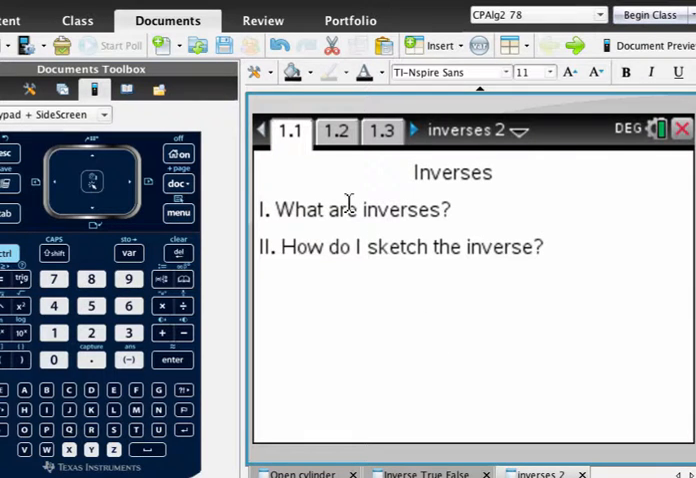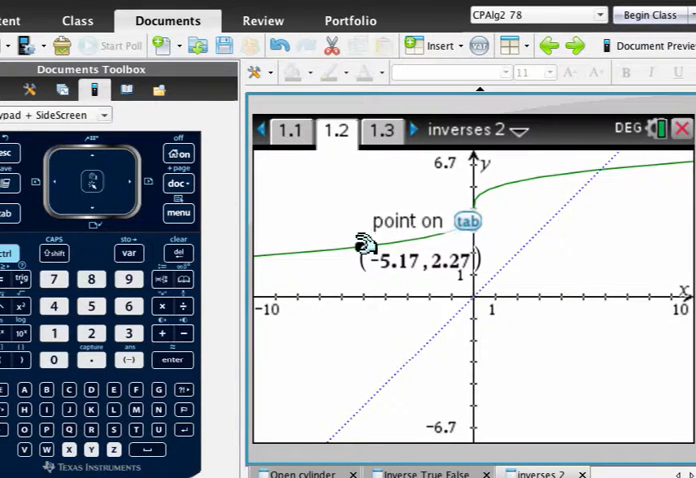Let's learn a little bit about inverses. That was a great start.